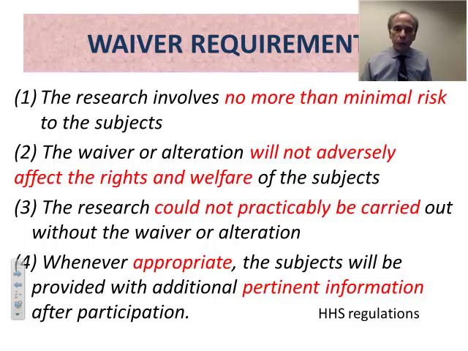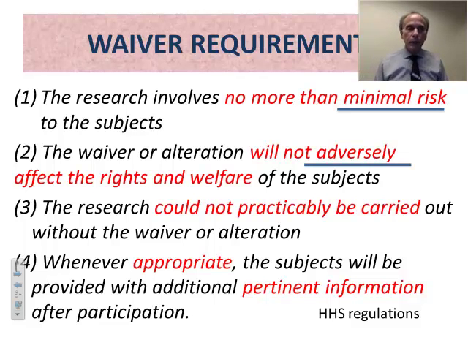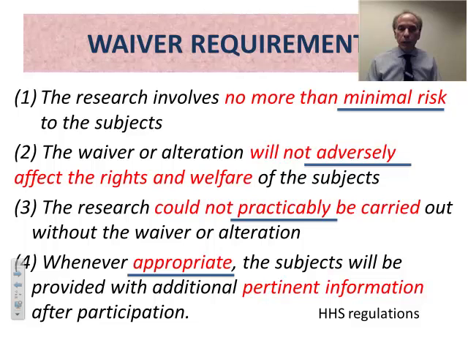Now, there are several key words in these criteria. The first key word or phrase is minimal risk. The second one is will not adversely affect the rights of the subjects. What do we mean by not adversely affecting the rights of the subjects? The other key word is practicable. When is it not practicable to obtain informed consent? And then finally, when is it appropriate to provide subjects with pertinent information after the study?